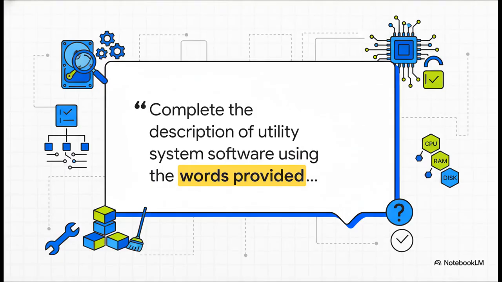So here's the deal. We've got 2 paragraphs describing some utility software. Our job? Fill in 6 blanks using a list of keywords they give us. The name of the game here is precision. You've got to pick the exact right word. Let's get started with that first paragraph.